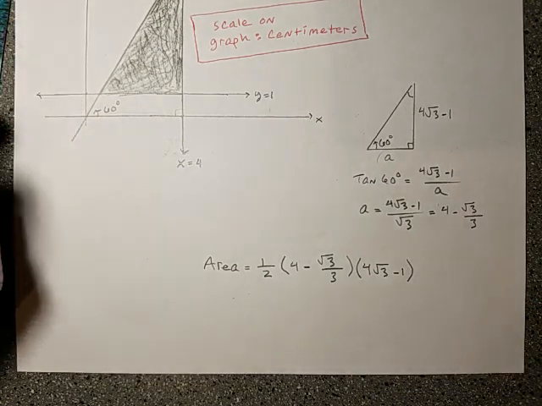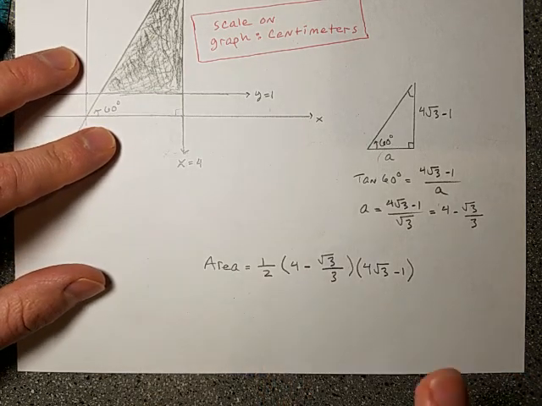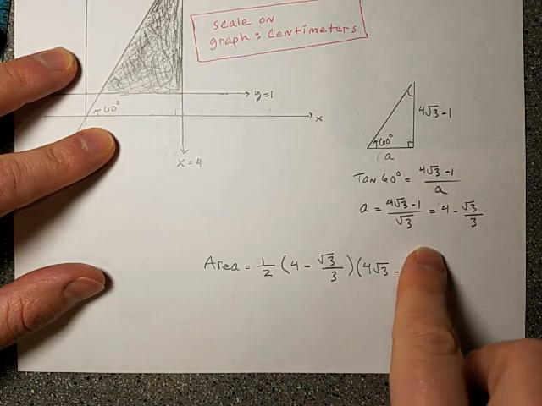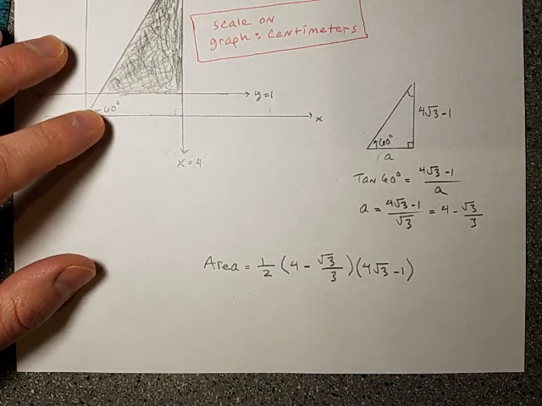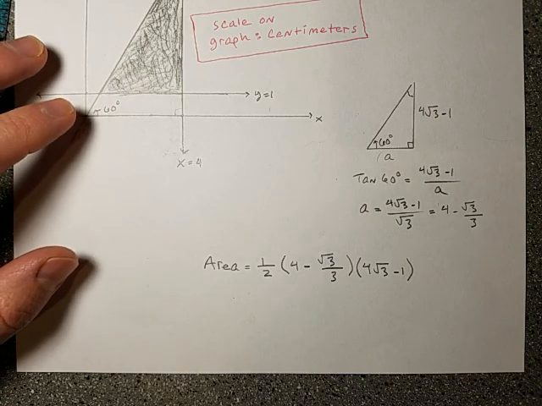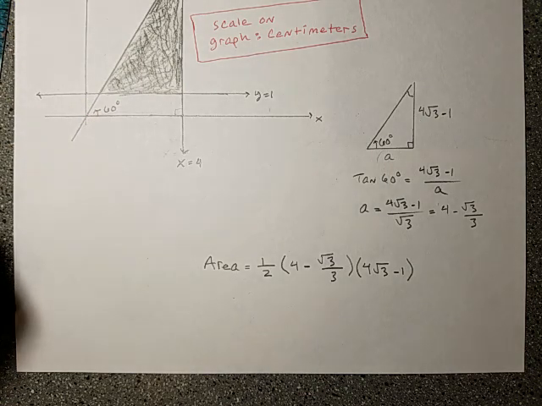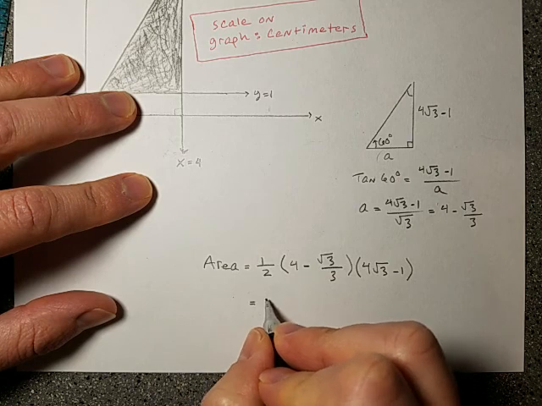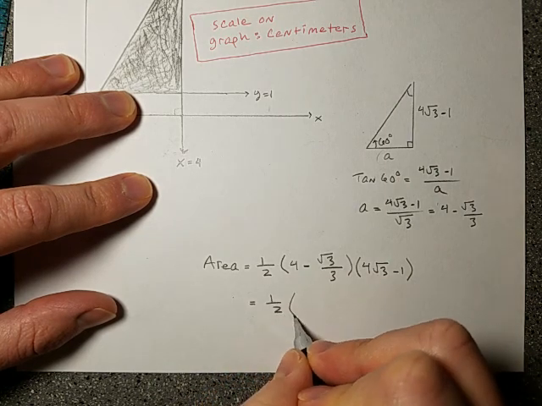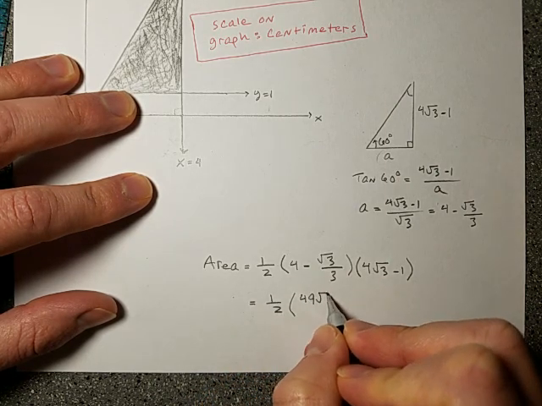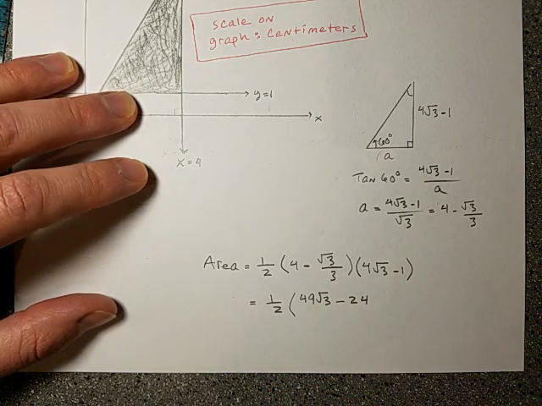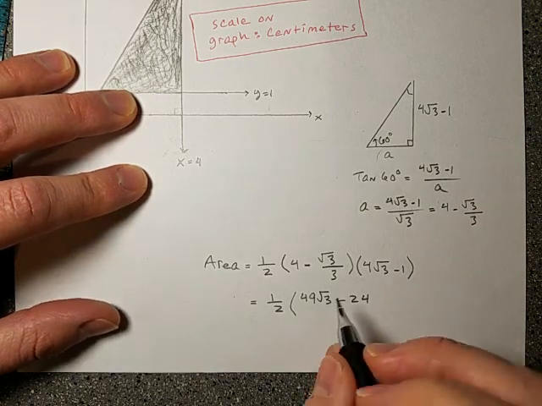So, if we use FOIL multiplication on this, ignoring the 1/2, and if we combine some like terms and add some fractions and do a lot of that stuff you learn in algebra, then this is what you'll get. You'll get 1/2 times 49 root 3 minus 24 over 3.